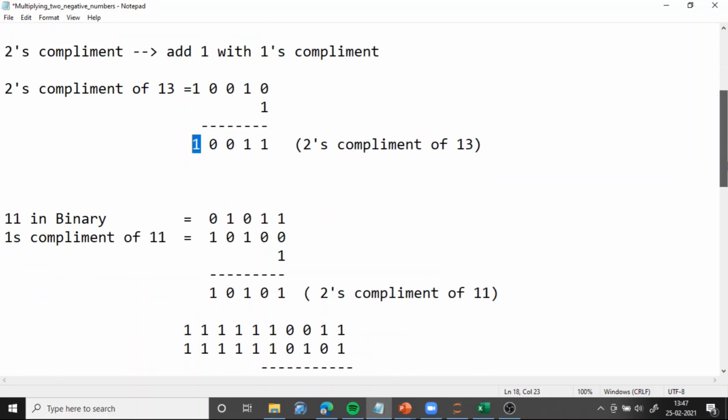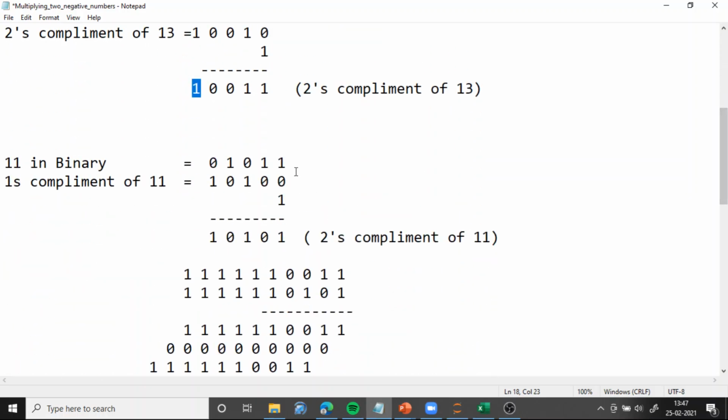Similarly, convert 11 also into 2's complement form. First represent 11 in binary. How will you represent 11 in binary? 1 0 1 1. This is 8, this is 2, this is 1, the 8421 code. We are adding this preceding 0 for sign extension. Then take the 1's complement of 11, converting all 1's to 0's and all 0's to 1's. Then add 1. After adding 1, what you get is 1 0 1 0 1, which is the 2's complement of 11.